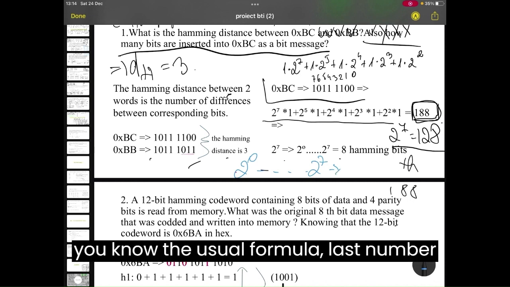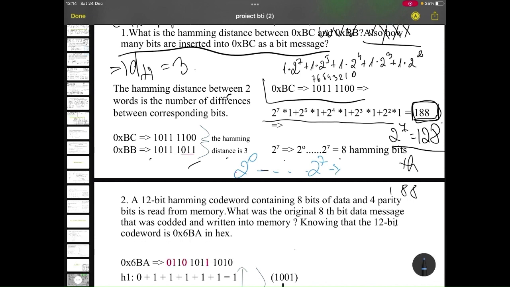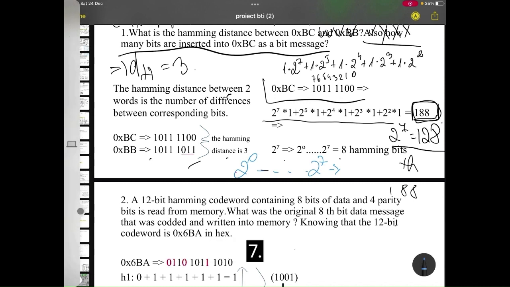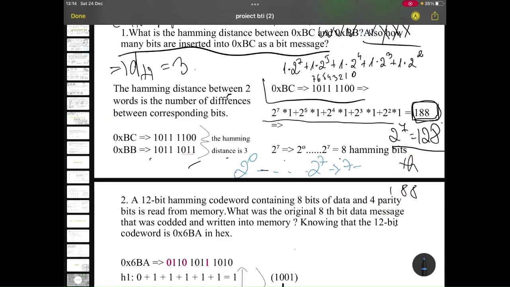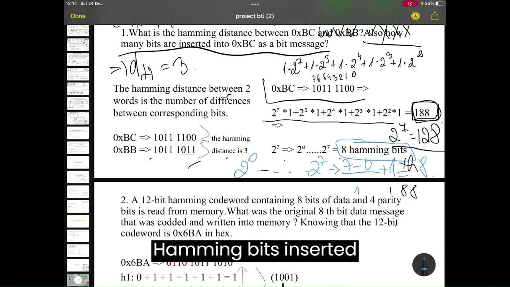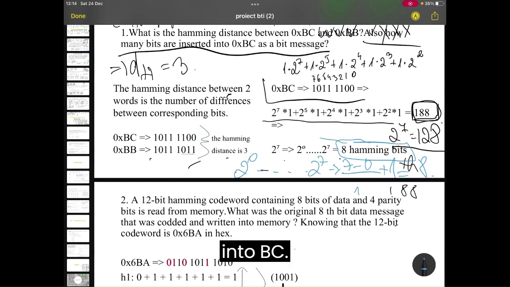Well, you know, the usual formula: last number minus the first one over the base plus one. So we have 7 minus 0 over 1 plus 1, which equals 8. So there will be 8 Hamming beads inserted into BC.